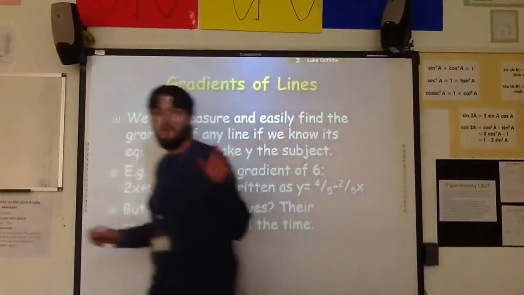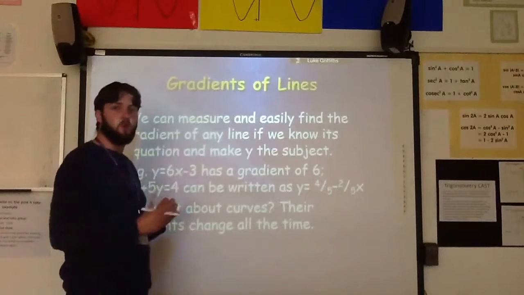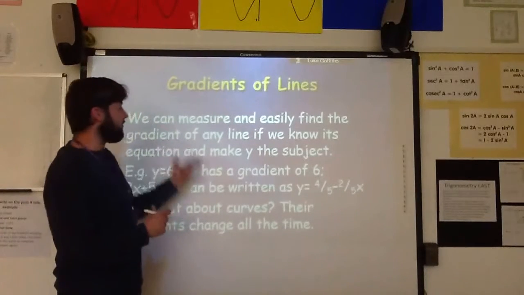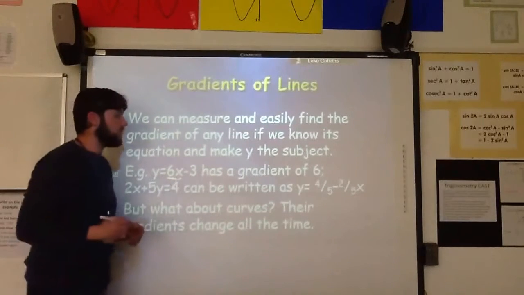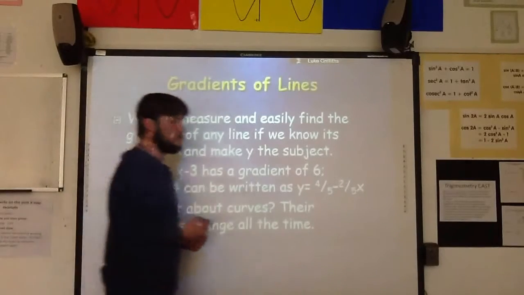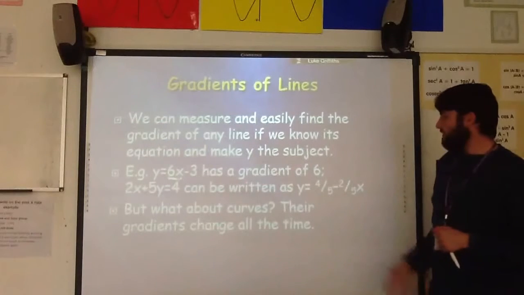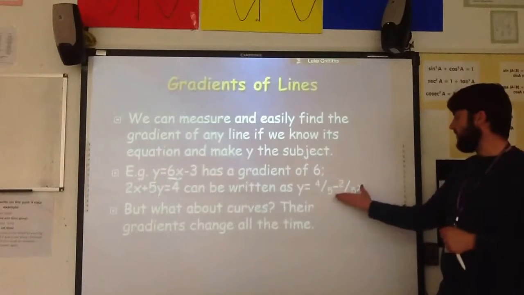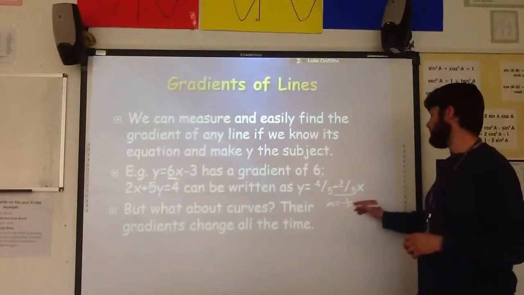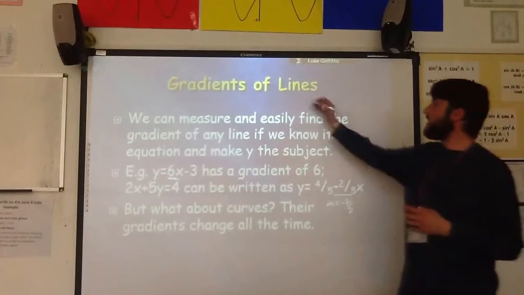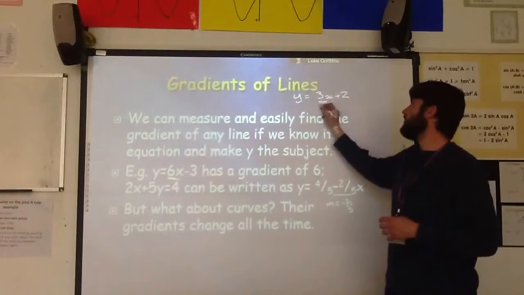So the gradients of lines. Now we know that we can measure the gradient of a line, and we can actually work out the gradient of any line if we've got the equation of the line. So the equation of the line is y equals mx plus c, and if we identify the value of m, like the plus 6 that's here, we can say that this line has a gradient of 6. If we've got an equation like 2x plus 5y equals 4, this could be written as y equals 4/5 minus 2/5 of x, telling us that the gradient is minus 2/5. So we can quite easily identify the gradient of a line by looking at the coefficient of x.